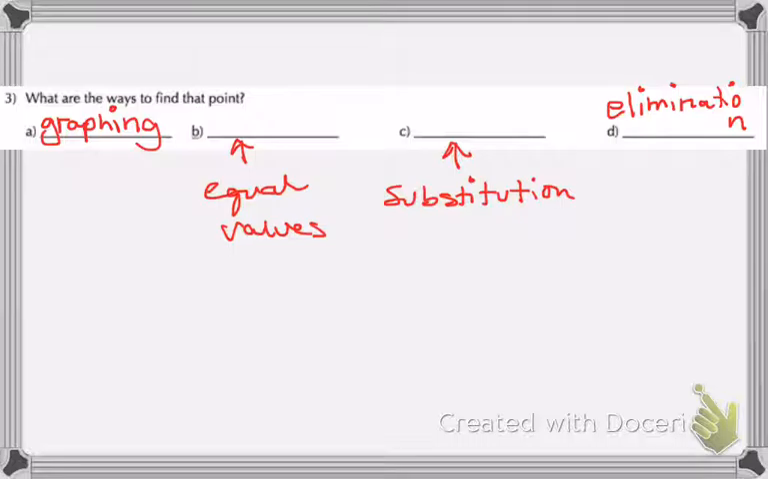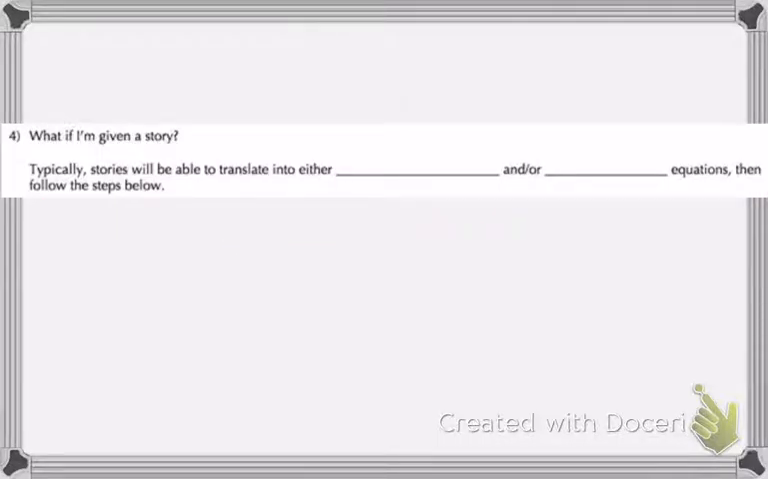And your goal in this unit is to have all four of these things in your math toolbox, and be able to look at a situation or a set of equations that are given to you and determine which would be the most efficient way. All of these systems of equations can be solved using these four methods, but there's always an easiest or best way to solve them. So what if I'm given a story?